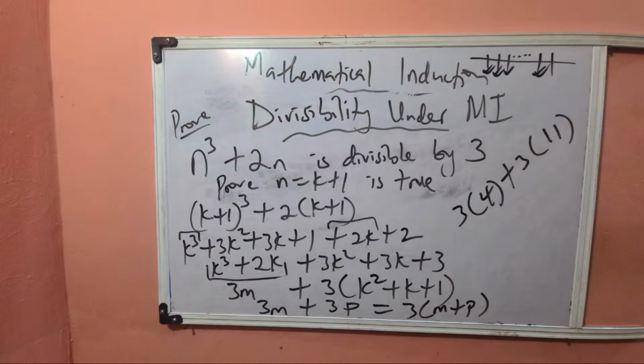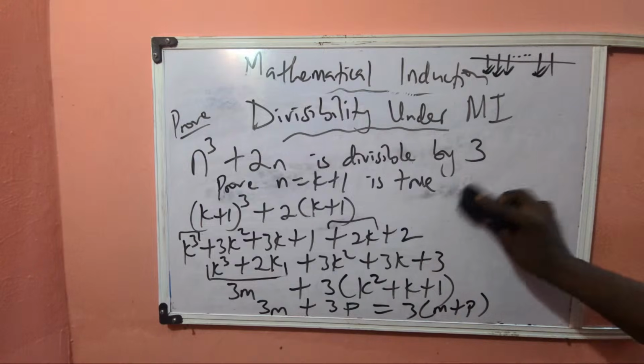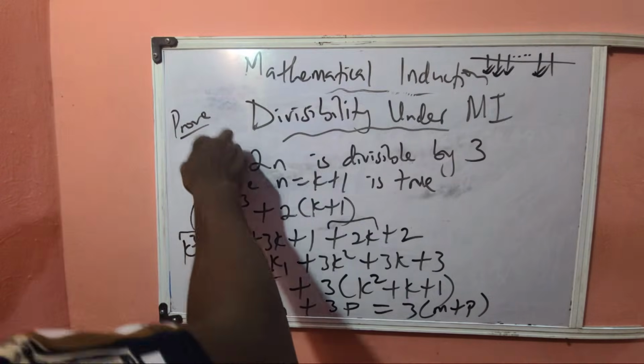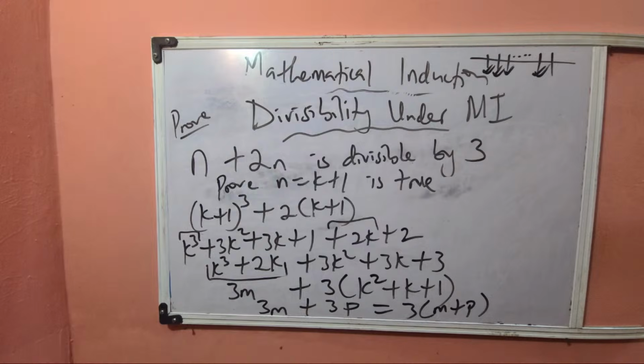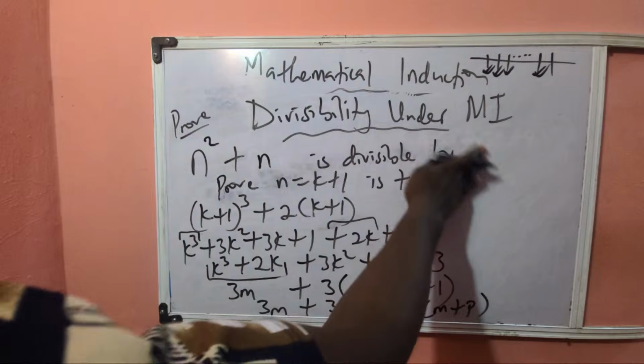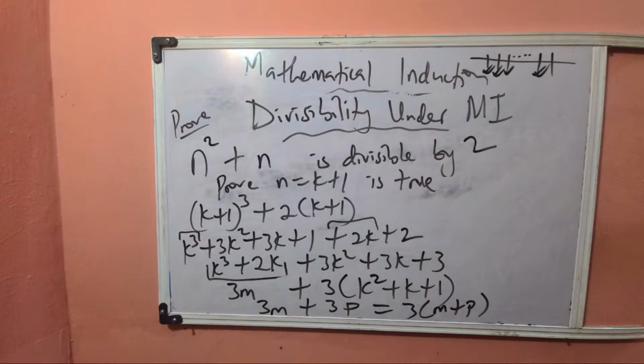Now, while we are still together, I want you to try this question. Try for n squared plus n. Is it divisible? N squared plus n, not 2n. Is it divisible by 2? Those of you that have been following me, try it on your own now. Follow the same steps. Get your hands dirty and see how this works.